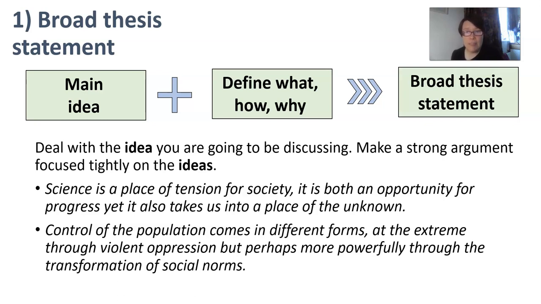Control of the population comes in different forms. At the extreme, through violent oppression, but perhaps more powerfully through the transformation of social norms. So again, my main idea is that control comes in different forms, and then I say what those different forms are. So you've got your main idea, and then you expand that for the reader of your essay, and you're not drilling down into the text yet, you're just giving more information. But you can see these are closely linked to our texts.